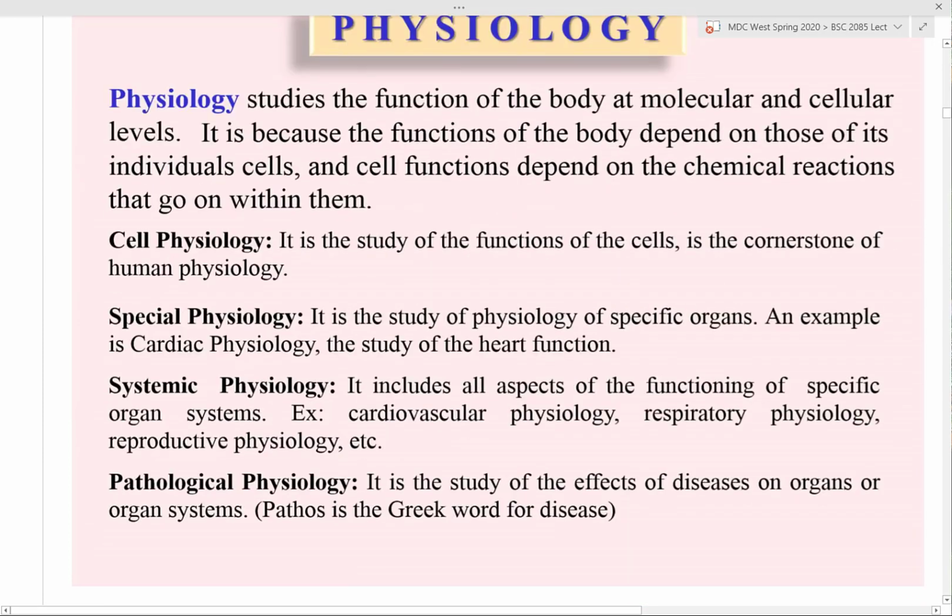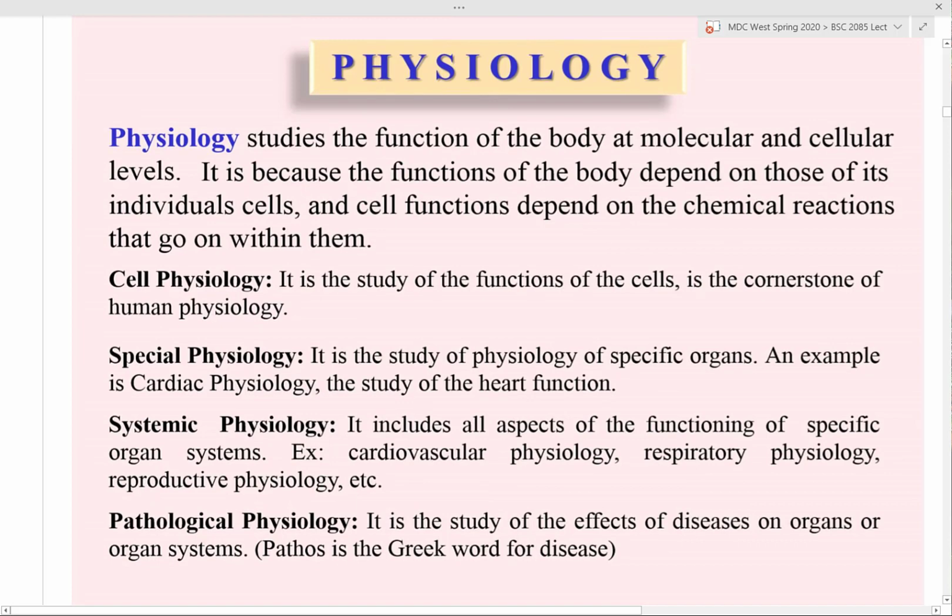Now, within the physiology, there are cell physiology, special, systemic, or pathological. Is that changed at all? It's still physiology, which is what? What is physiology, guys? It is the study of the function of how things interact. Well, they're saying cell physiology. What do you think the function would be for the cell?